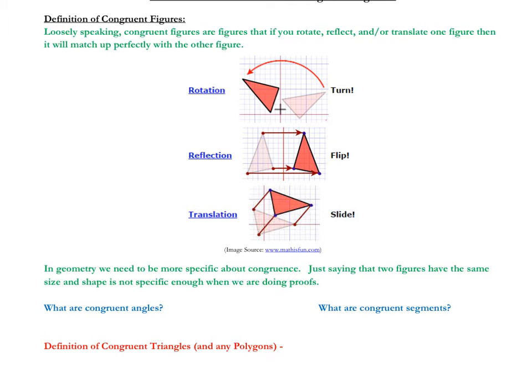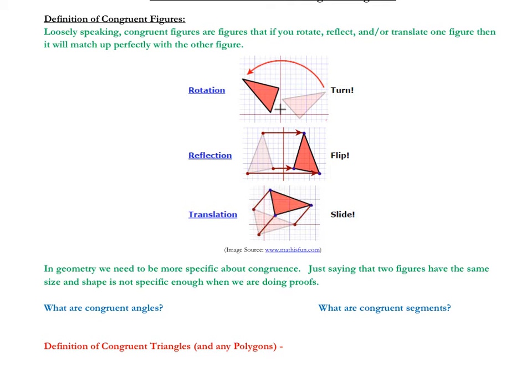Hi everyone. This chapter is going to be about proving triangles congruent, and what information we can get from that because they're congruent. So today's lesson is going to be two parts. One, what does it mean to be a congruent figure? And two, what are the different ways, or at least some of them, that we can prove triangles congruent?